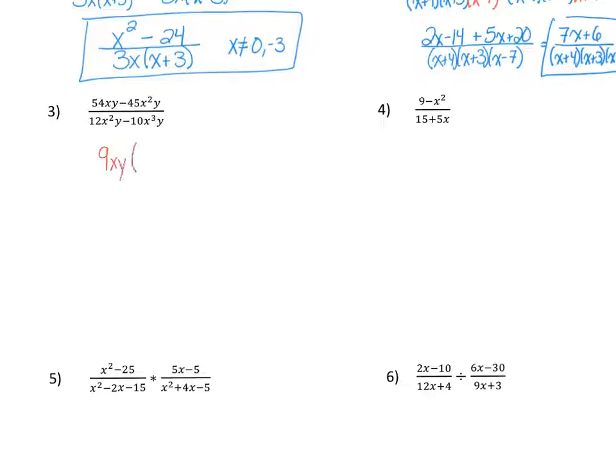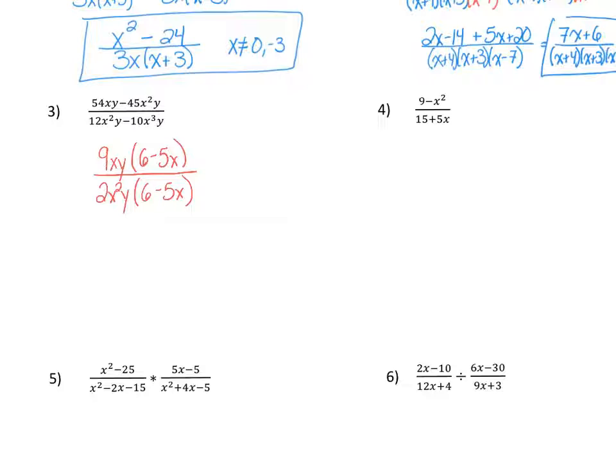9xy. And we're left with 6 minus 5x, all over a GCF of 2x squared y, and we are left with 6 minus 5x. So factor the numerator, factor the denominator.